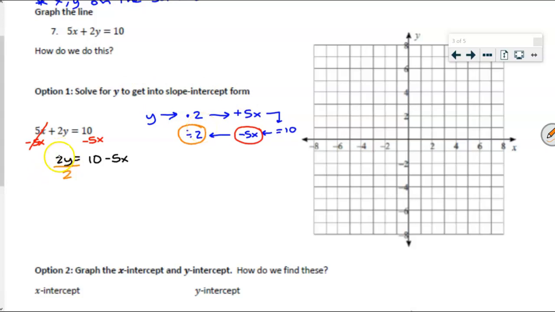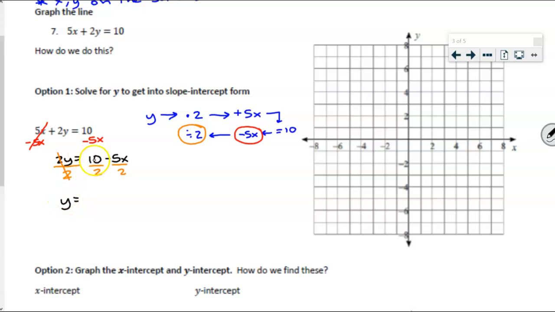Remember, I just said let's divide each side. So I am going to divide the whole entire side, however, I am going to do it in pieces. It is okay to say 10 is going to be divided by 2 and the negative 5x is going to be divided by 2. I'm dividing the whole side by 2, just doing it one piece at a time. 2y divided by 2 divides out, and I am left with just y. Yeah, y is now alone.